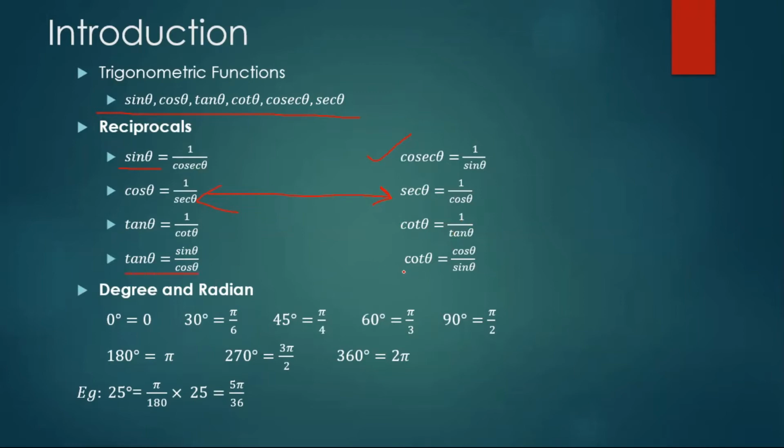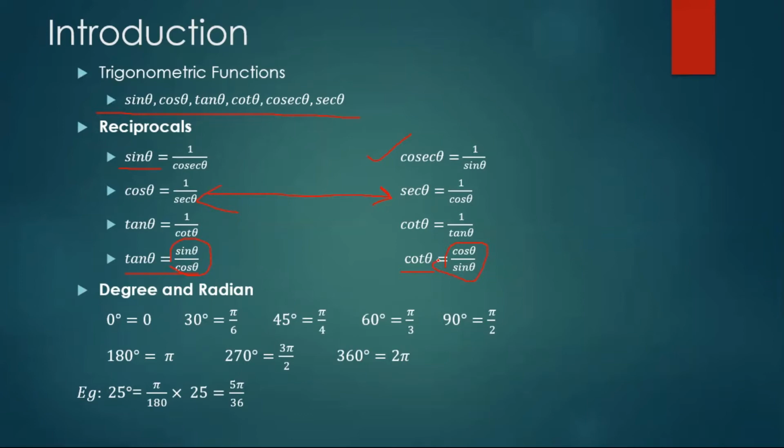Same thing applies for cot theta, that is cot in terms of sine and cos is cos theta by sine theta. Again it's the reciprocal of what we have for tan, that is sine by cos. Here cot is cos by sine. I hope these were the basic things which you have learned in your junior classes, right?